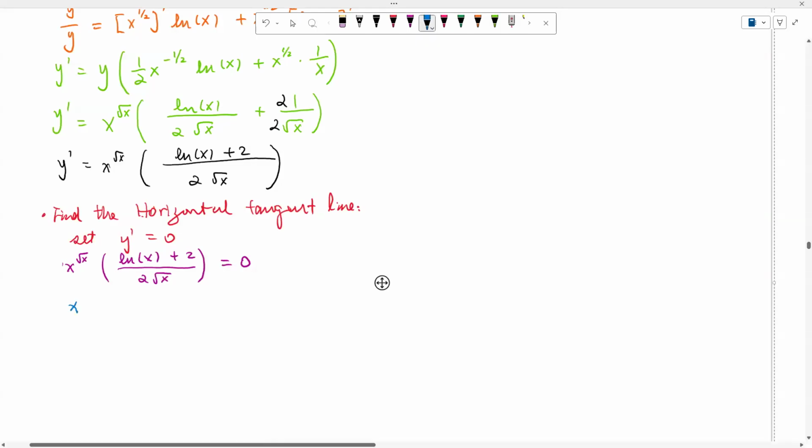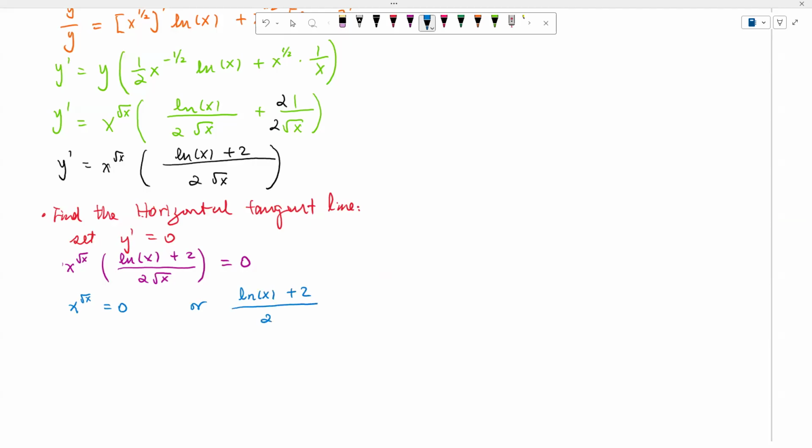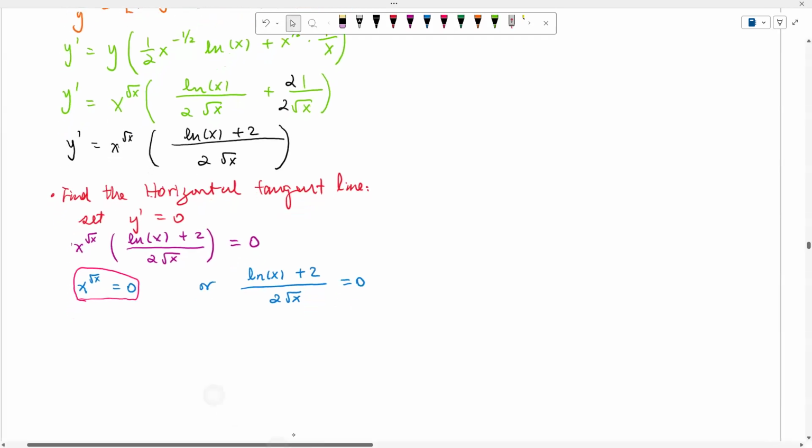So I will have x squared of x equal to 0, or natural log of x plus 2 divided by 2 times square root of x equal to 0. Now we know that this one right here is impossible to have a result, because the domain is only from 0 to infinity. It's never equal to 0. So for this one, we have no solutions. Then let's see how we solve the other.